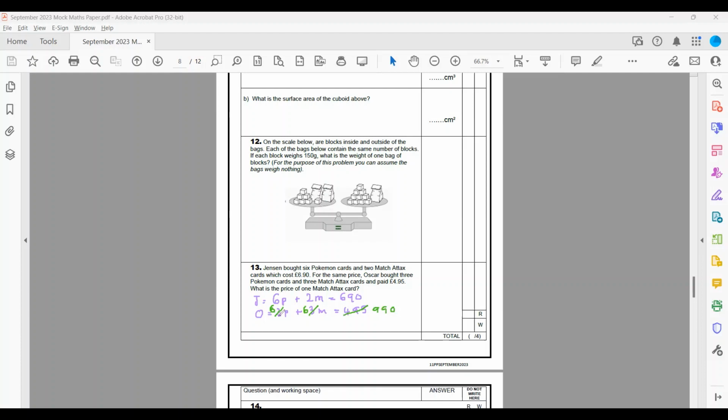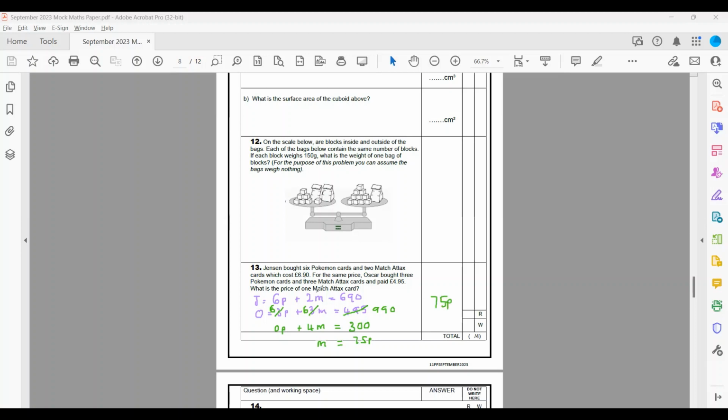So my Pokemon cards are the same, so there's zero Pokemon cards. The difference between my Match Attack cards, six take away two, is four. So I've got four Match Attack cards. And the difference between my money is 300 or £3. So four Match Attack cards will cost £3. So to find the value of one, I would divide 300 by four to give me 75p. So one Match Attack card costs 75 pence.